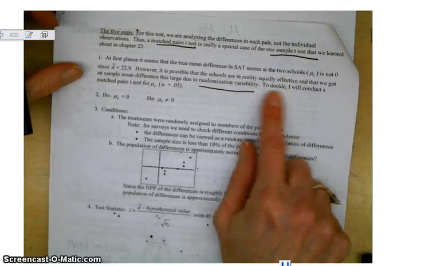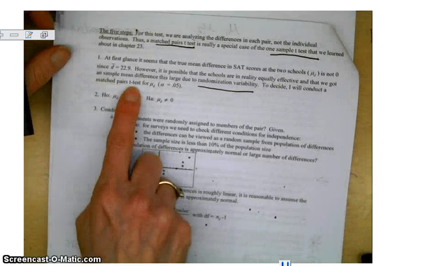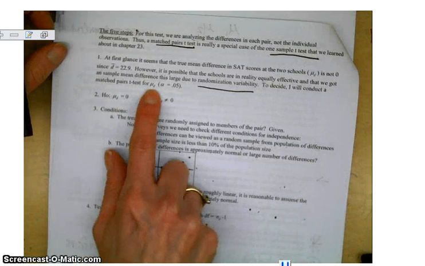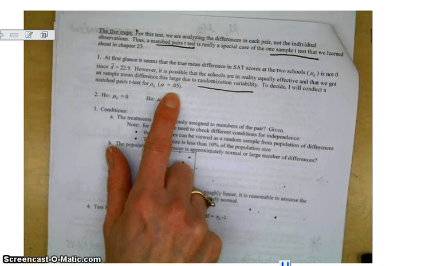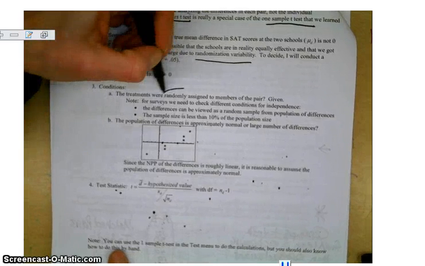We assigned them. To decide, I will conduct a matched pairs t-test for the mean difference, and alpha is 0.05. Again, you can pick alpha. You could pick a 1% if you want to every time. All right, so our null and alternative hypotheses are here. The conditions, all we have to check is that they were randomly assigned. Yes, they were randomly assigned to the schools once we paired them up.